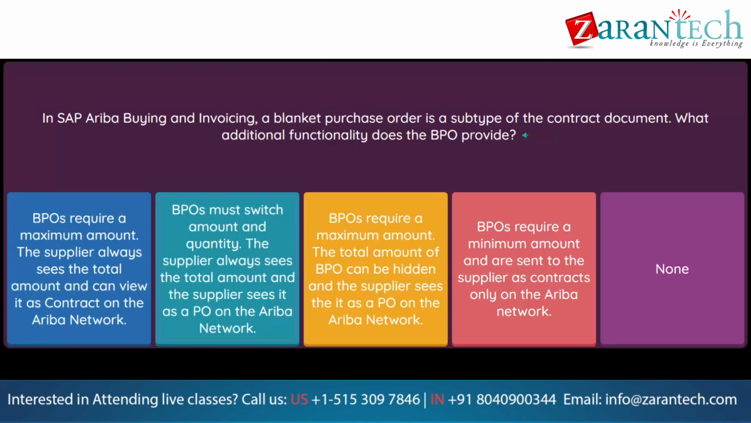Option 2: BPOs must switch amount and quantity. The supplier always sees the total amount and the supplier sees it as a PO on the Ariba network. Option 3: BPOs require a maximum amount. The total amount of BPO can be hidden and the supplier sees it as a PO on the Ariba network. Option 4: BPOs require a minimum amount and are sent to the supplier as contracts only on the Ariba network. Option 5: none.